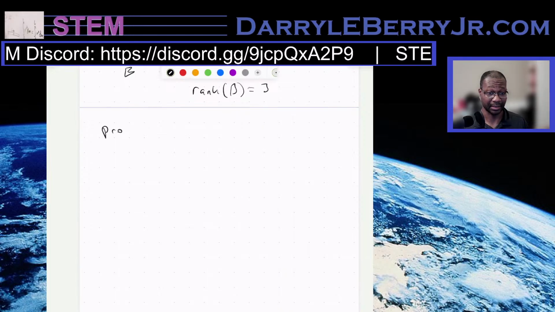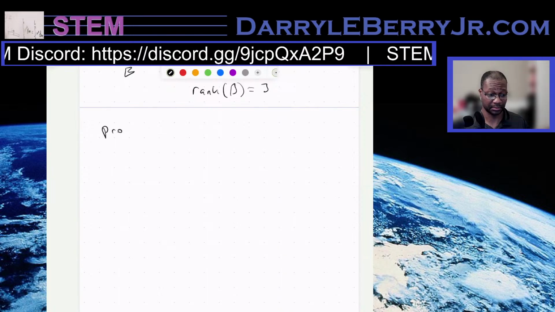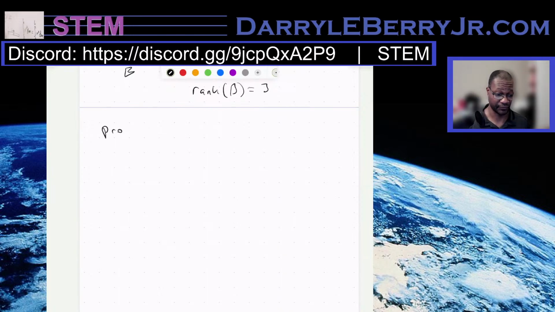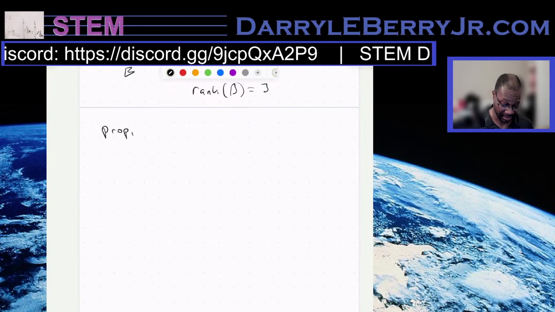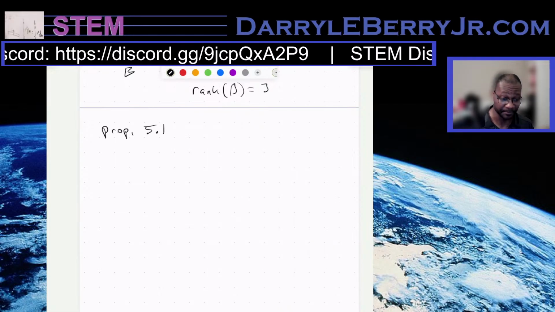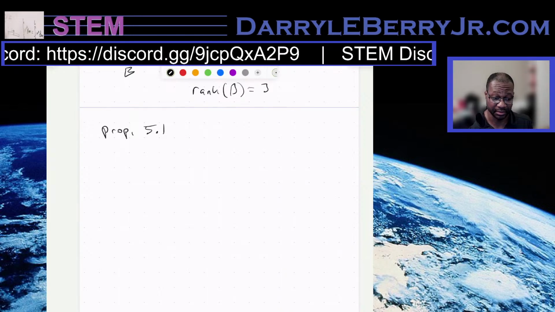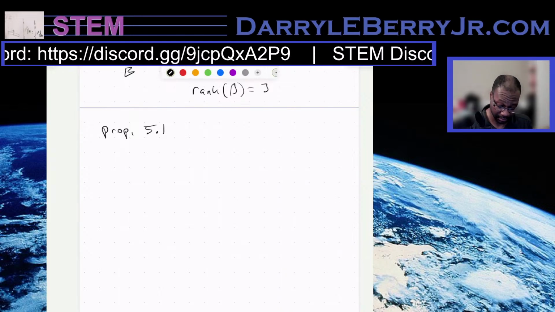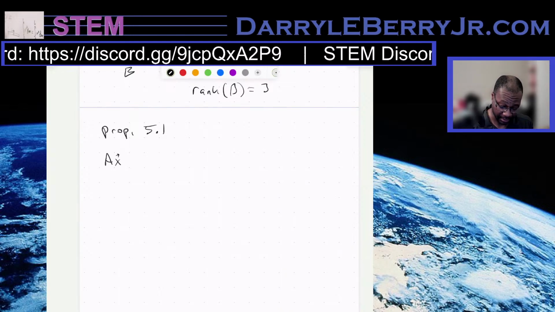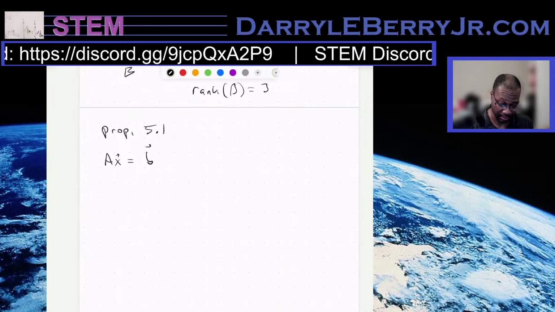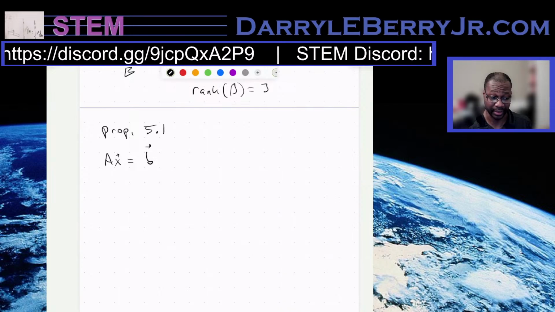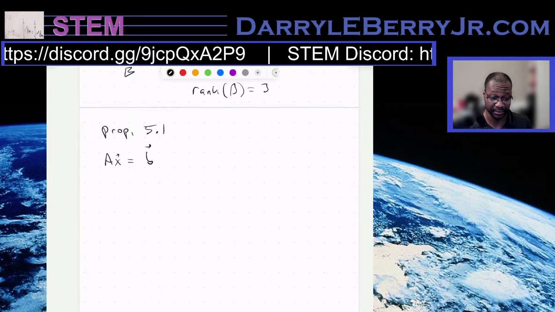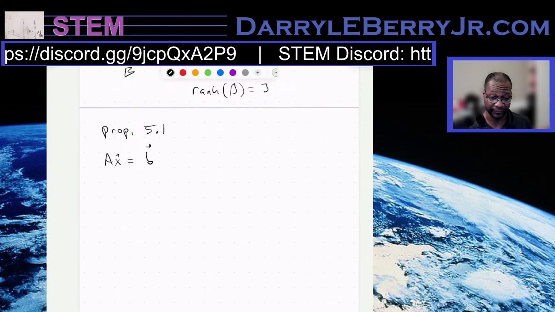But I do want to look at, where did that proposition go? Proposition 5.1. I do think I remember my professor mentioning this. Proposition 5.1 says the linear system Ax equals b is consistent if and only if the rank of the augmented matrix equals the rank of A.